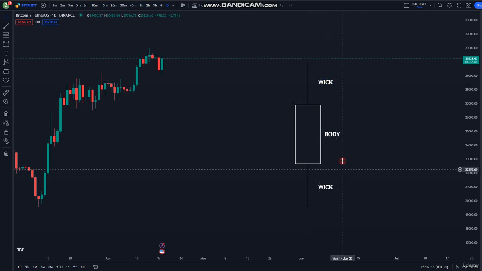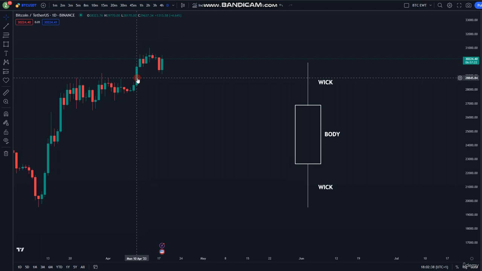The body represents where the candle opens and closes, depending on the time frame you're looking at. This is your time frame bar up here, where you can pick the different time frames you're going to be looking at. At the moment I'm on the daily time frame, so each one of these candlesticks represents one day. Each one of these is 24 hours.